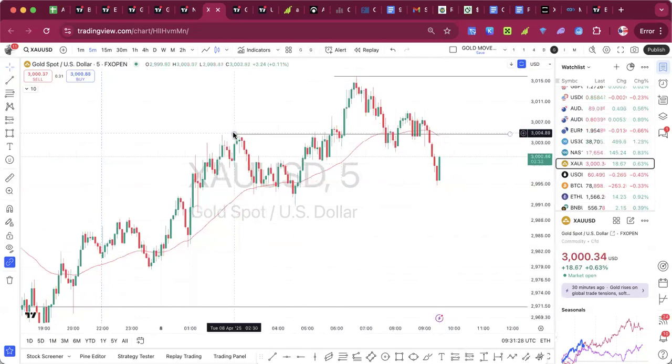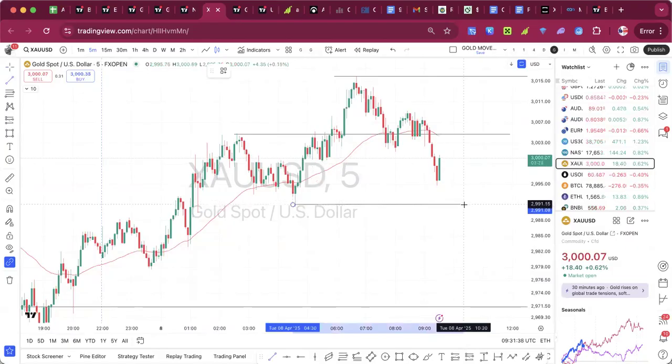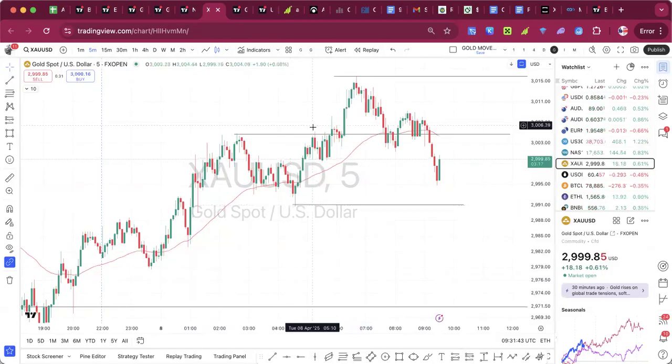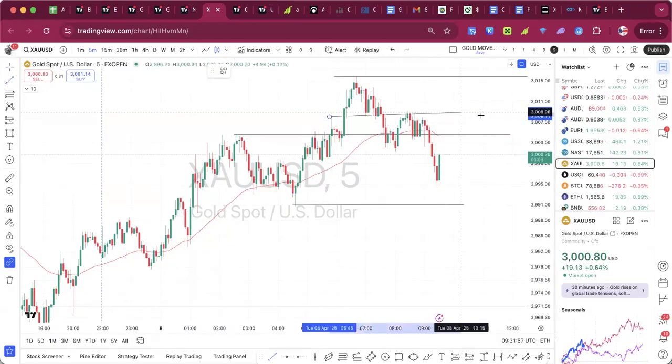Why? Because this was a high and this is a low. This is the obvious low, so I'm going to mark it too. Now the market creates a high. This is another obvious high, so that means this is not the high that created this. We have another high here. So you have two highs, in between where you want the gold to return to.